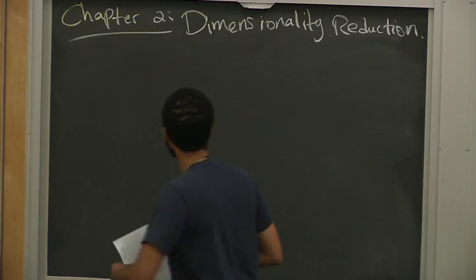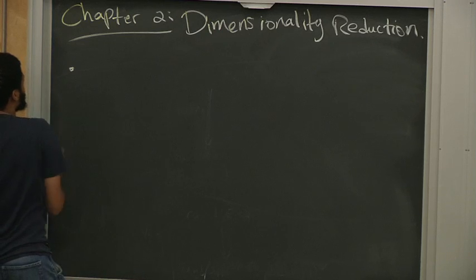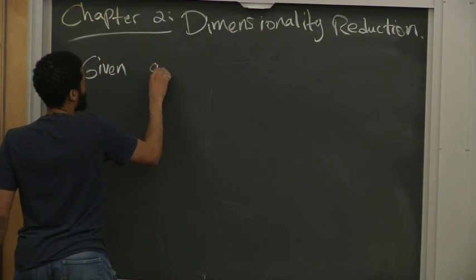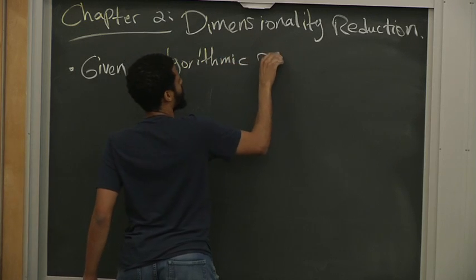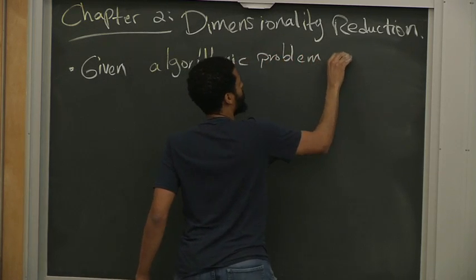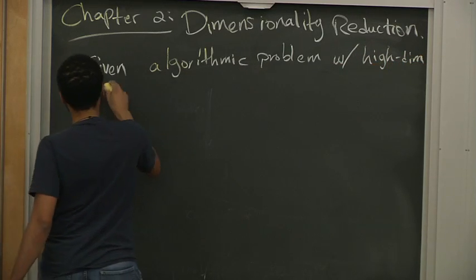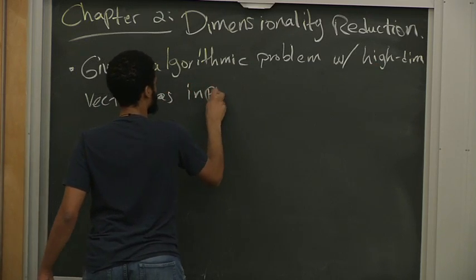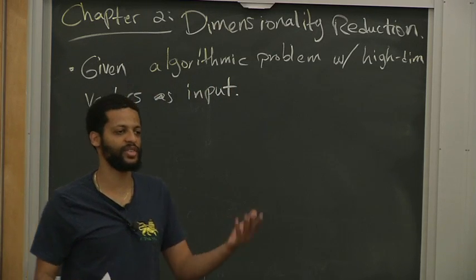Okay, so now let's move on to another topic, which is dimensionality reduction. The point of dimensionality reduction is we're given an algorithmic problem with high dimensional vectors as the input. So you're given an array or list of high dimensional vectors, and you have to solve some problem.